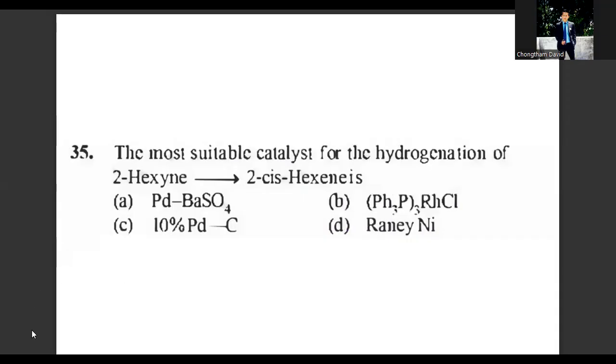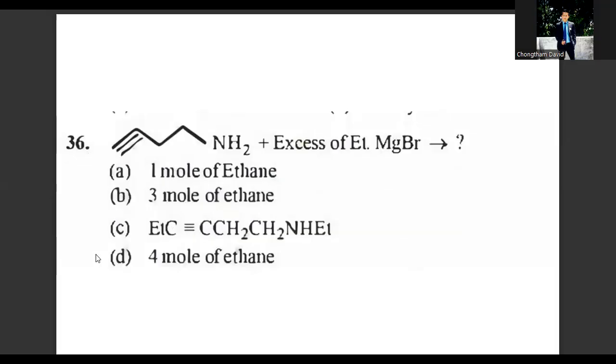Question number 35. The most suitable catalyst for the hydrogenation of 2-hexyne to cis-2-hexene is... see, it is a reduction of alkynes with Lindlar's catalyst, that is poisoning of palladium with barium sulfate. It gives cis alkenes. So option A will be the answer for this question. Palladium and barium sulfate. Question number 36. You have to find the major product here.